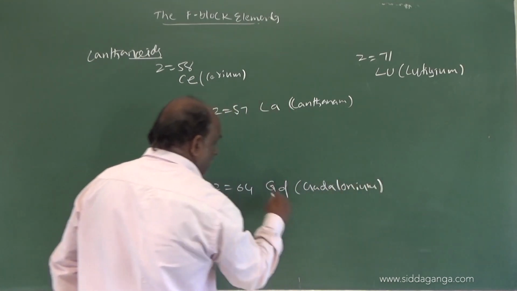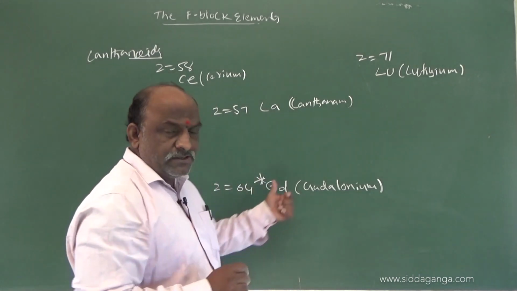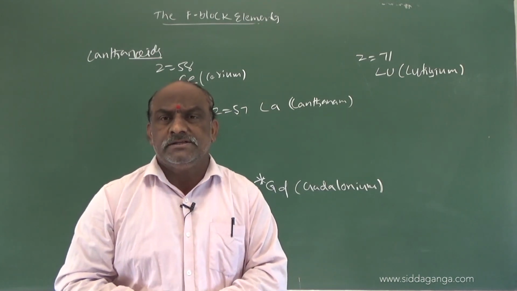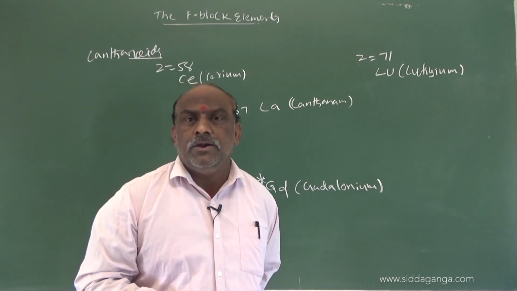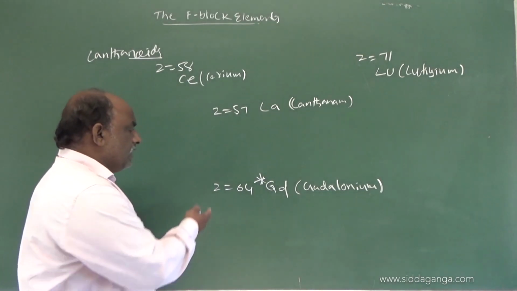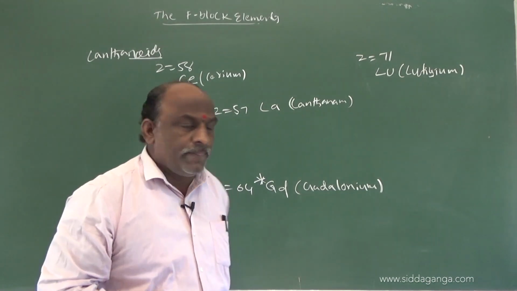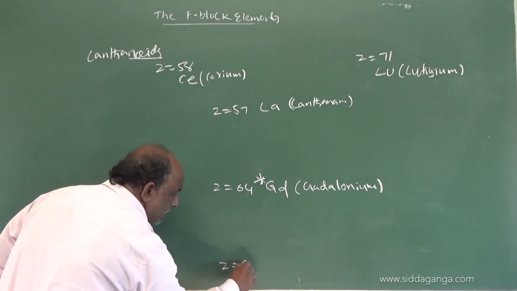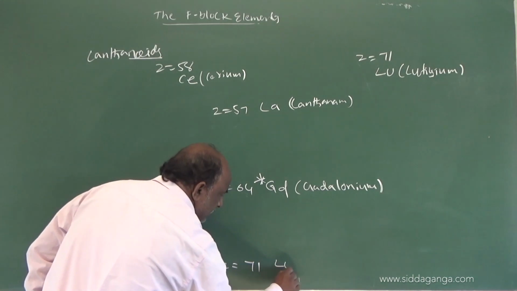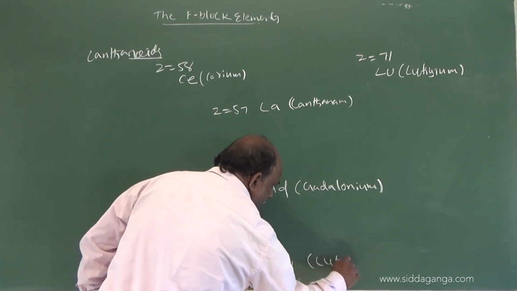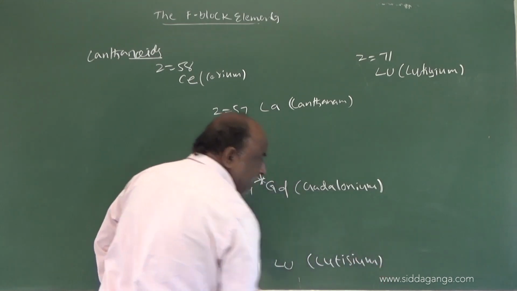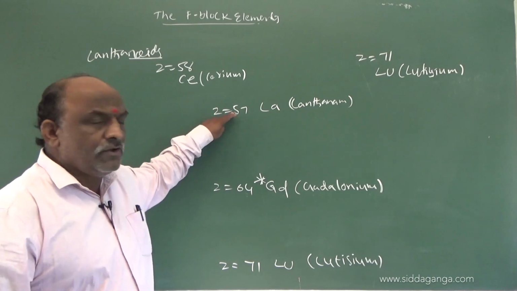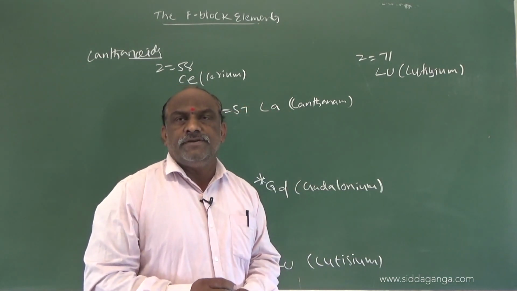and we must revise these elements for entrance exams. Z equals 64 is gadolinium, and 64 plus 7 is 71. What is 71? 71 is lutetium. And 57 is lanthanum.